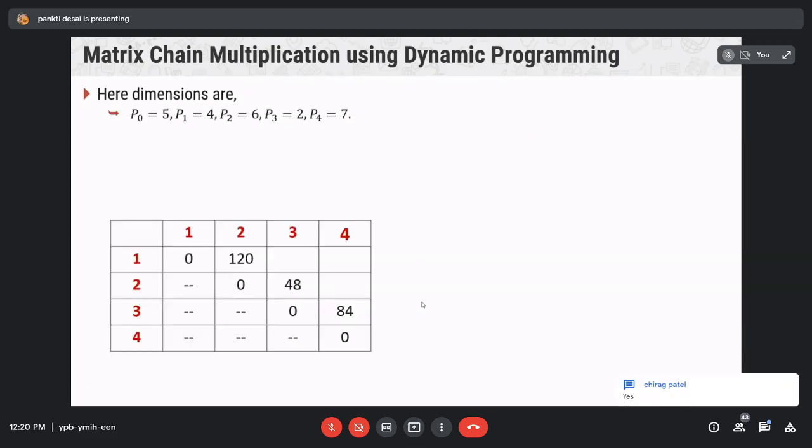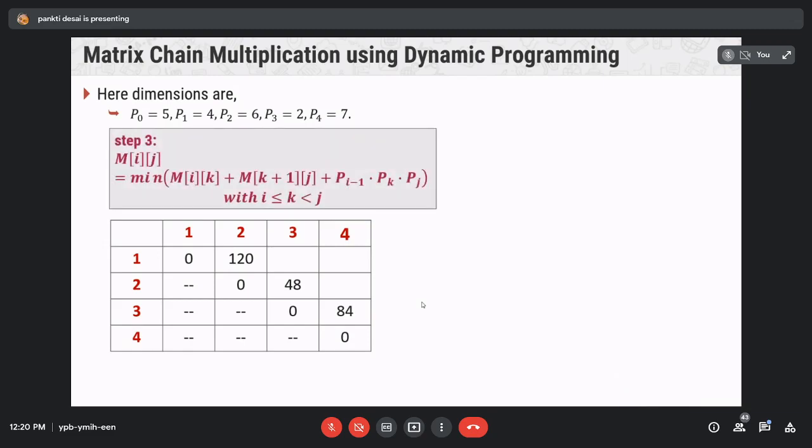Now next is, if the value of i is not equal to j and the value of j is not equal to i plus 1, right? For all those cases, and the value of i is not greater than j, it means the value of i is always less than j. So for all those cases, Mij is equal to the minimum of Mik plus M(k+1)j plus P(i-1) dot Pk dot Pj.